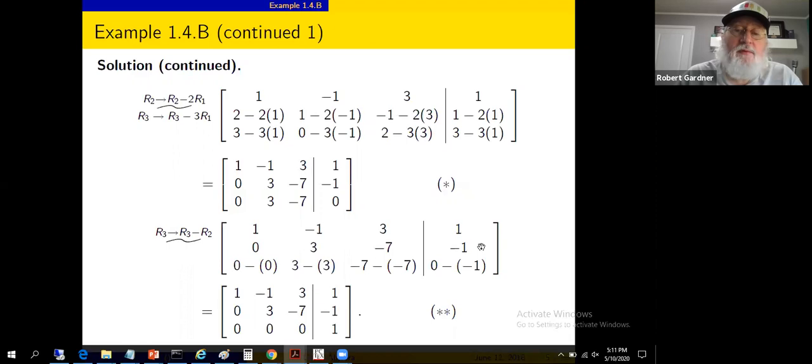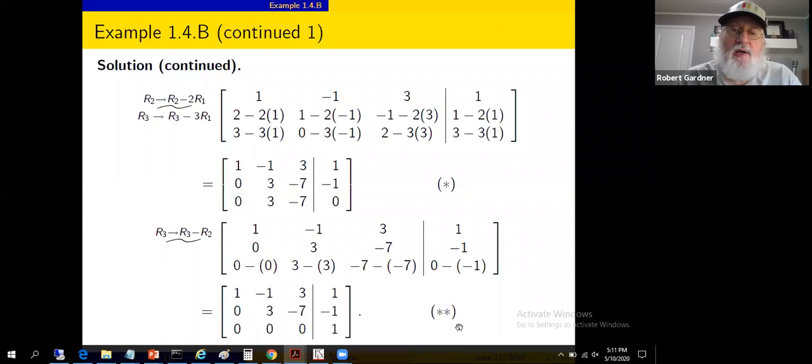And now we'll take 0 minus 0 is 0. 3 minus 3 is 0. Told you so. That's the reason we did that. Look at this. Negative 7 minus negative 7. That's going to be 0 as well. 0 minus negative 1. It's going to be 1. I want to call attention to that down the road as well.